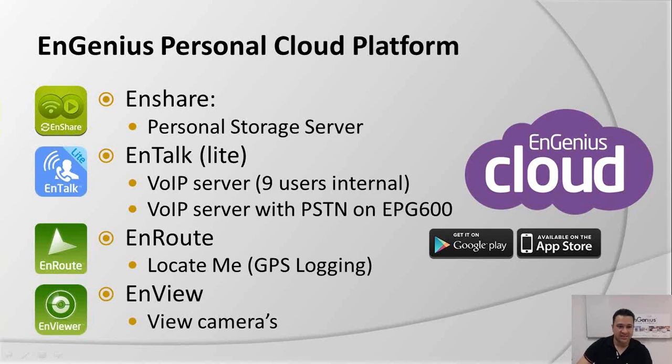The third app is EnRoute. It's an app to use GPS logging and register the data into the USB storage in your house again. And EnView is the last app. It's a central login for EnGenius cameras over the EnGenius cloud. So EnView is very easy to use, especially if you use it on the router.